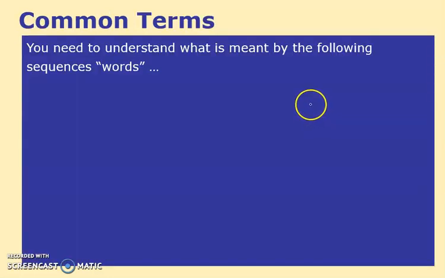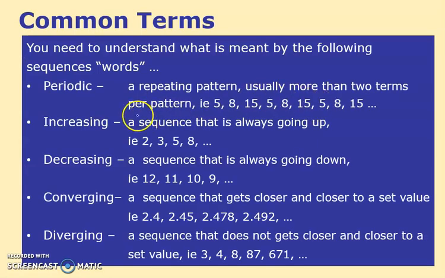A few terms we need to know. You need to understand what is meant by the following words. I've written them all up here. Look, periodic, a repeating pattern. 5, 8, 15, 5, 8, 15, 5, 8, 15. Increasing, they keep on going up. Decreasing, they keep on going down. Converging means they get closer and closer to some number. Look, 2.4, 2.45, 2.478, 2.492. Now, they seem to be getting closer and closer to 2.5.